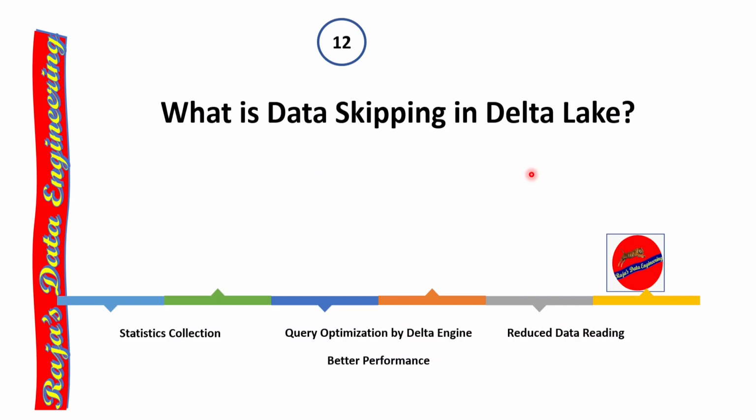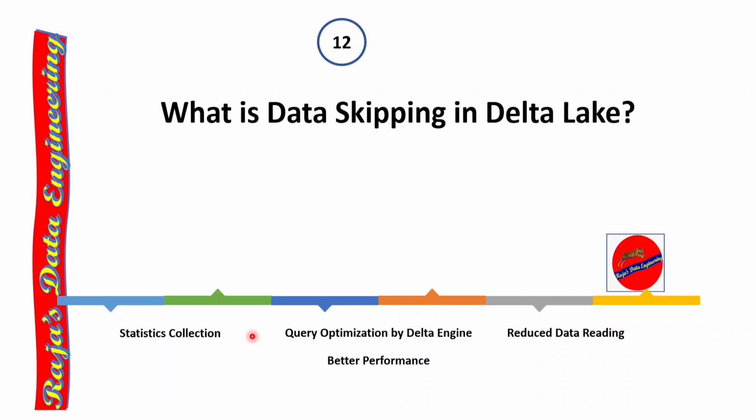So basically, whenever we are creating a Delta Lake and performing various operations on it, statistics are being collected. As I told earlier, we have JSON log files. Within the JSON log file, all the metadata and statistics information is collected. So whenever we are performing certain operations or analysis, the Delta engine will consider those statistics.